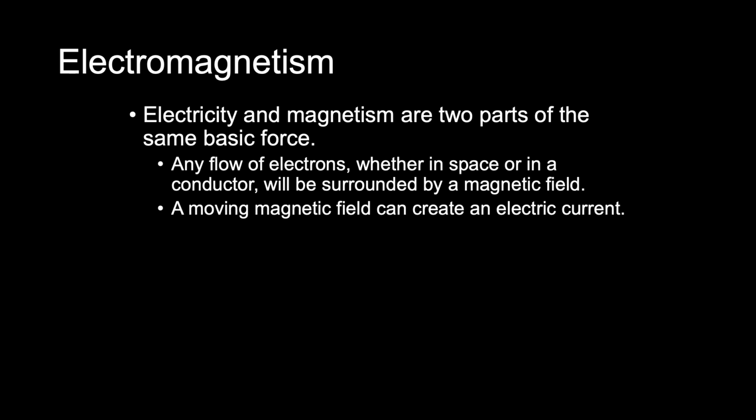Electricity and magnetism together are called electromagnetism, and they are two parts of the same basic force. That is, any flow of electrons, whether in space or in a conductor, is surrounded by a magnetic field. A moving magnetic field can create an electric current.